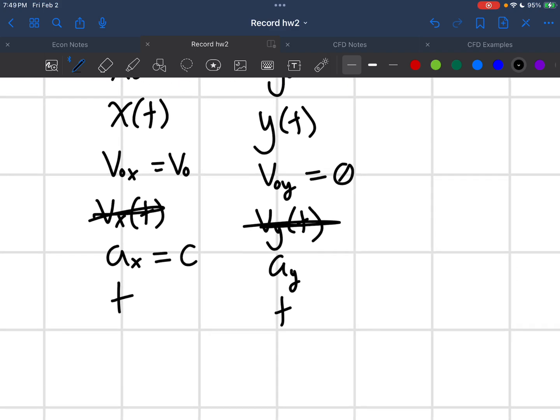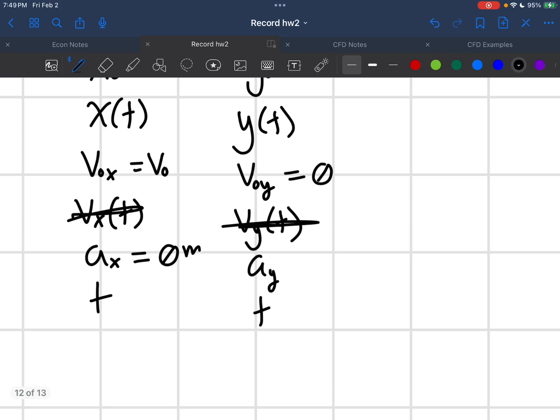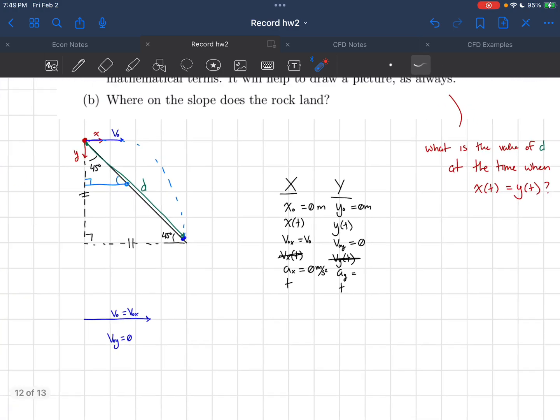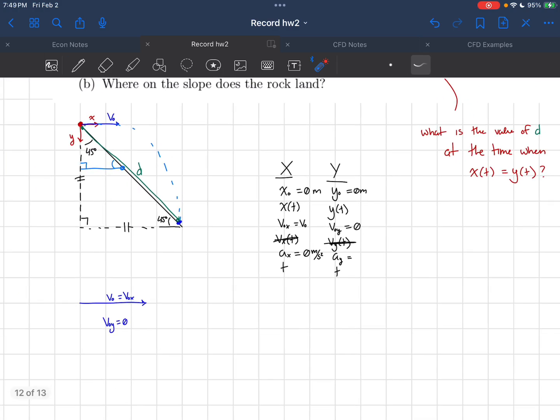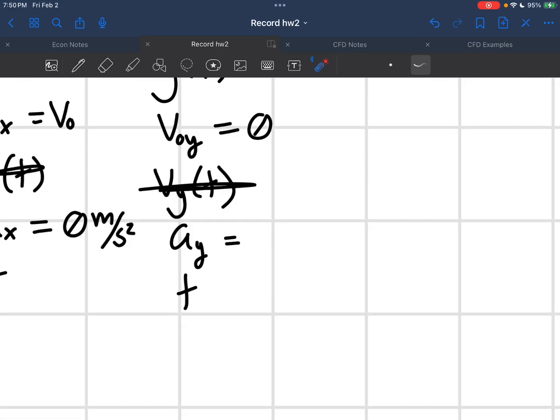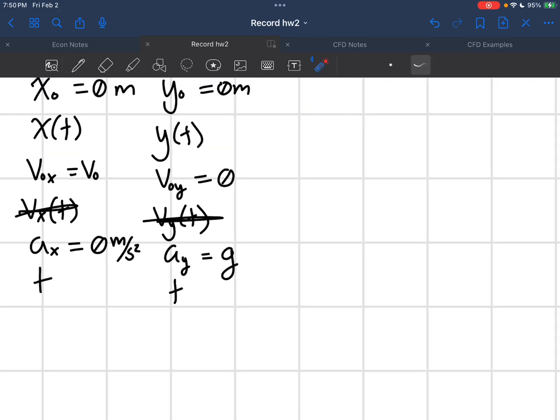My acceleration in x, for an object in free fall, is 0 meters per second squared. And my acceleration in the y, well, we've automatically defaulted to negative g a lot of the time. But remember, gravity is down, and this time, I decided to say that down is positive. So just to shake things up, our acceleration in the y direction is a positive g.